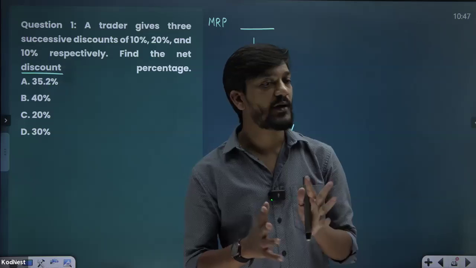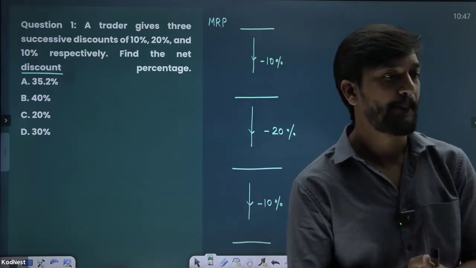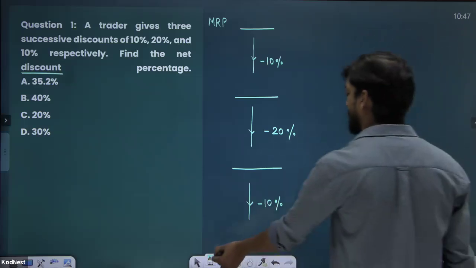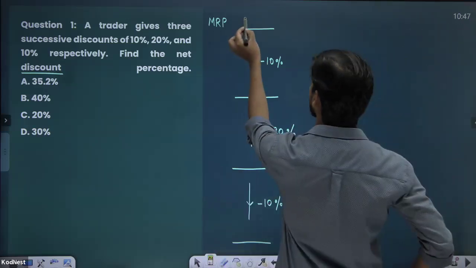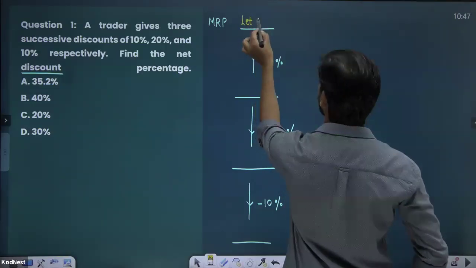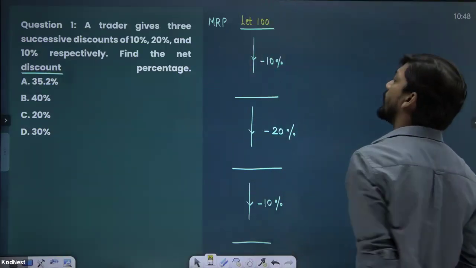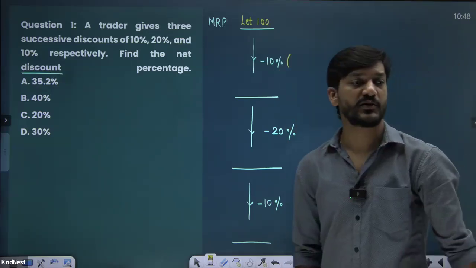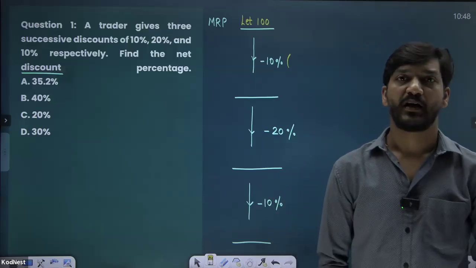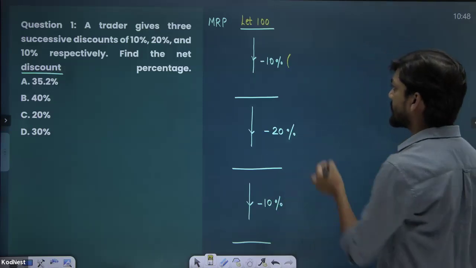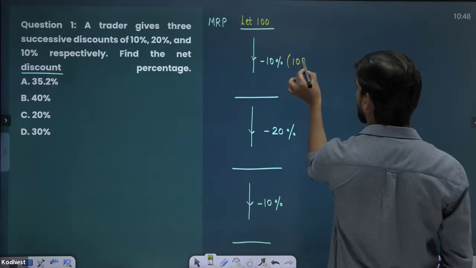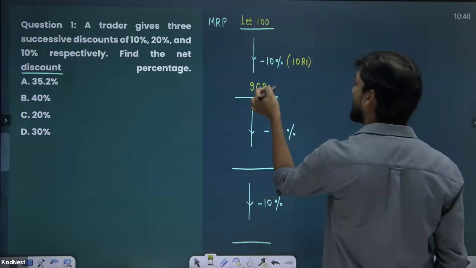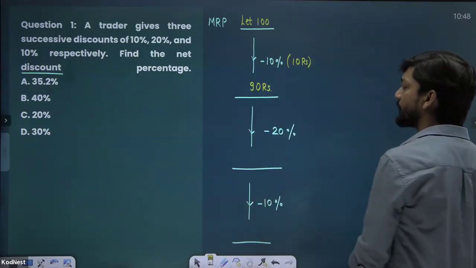So tell me please, what MRP should I take? How much should I take? 100 rupees. Okay. So let's take it as 100 rupees because percentage makes calculation easy with 100. Okay. So 100. How much discount on 100? If it is 10%, how much should I take? 10 rupees. Okay. 10%, 10 rupees. So 90 rupees after reducing the discount value.